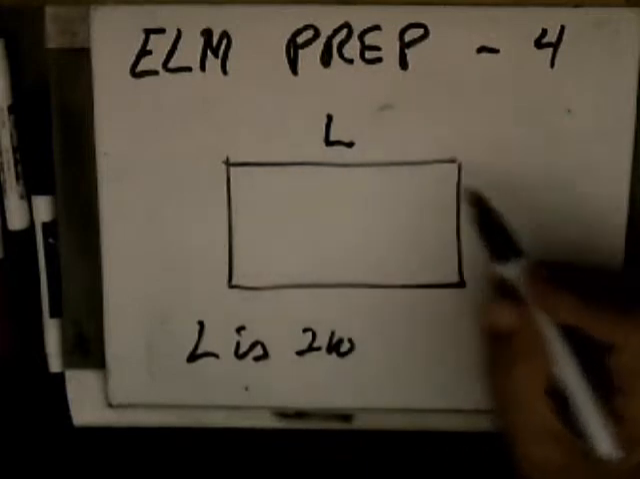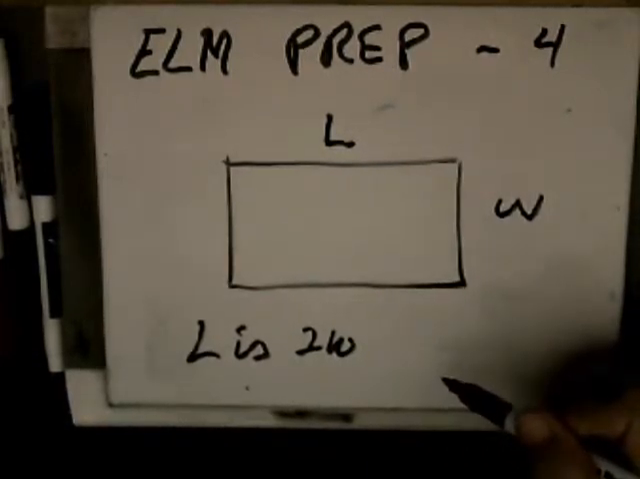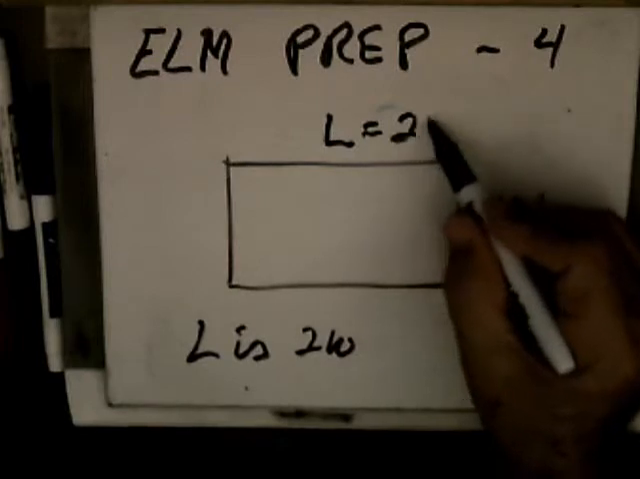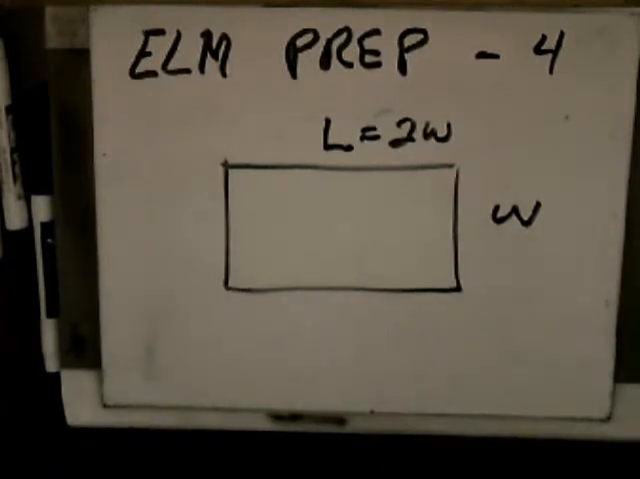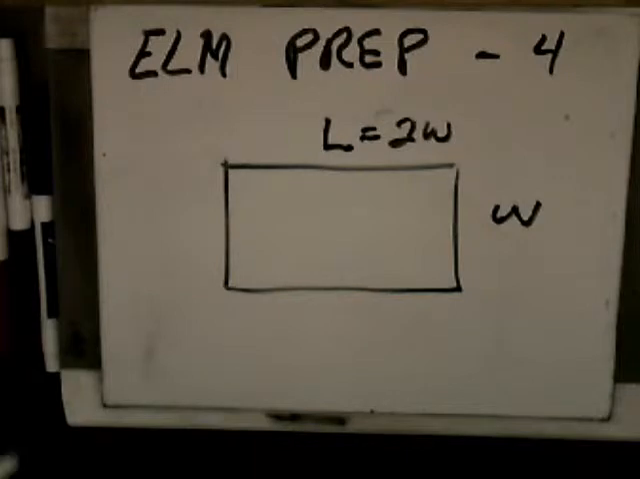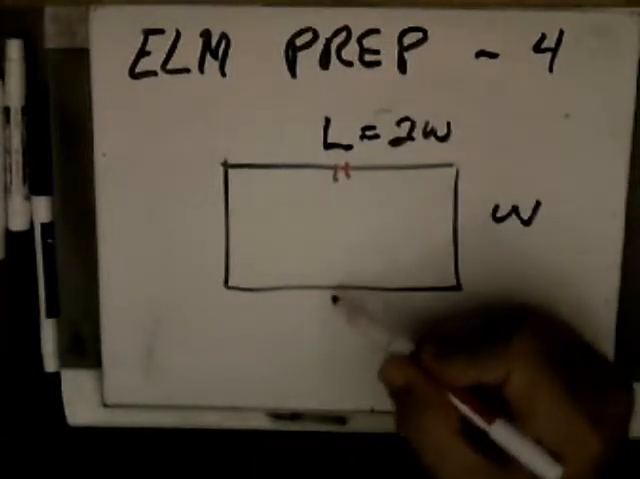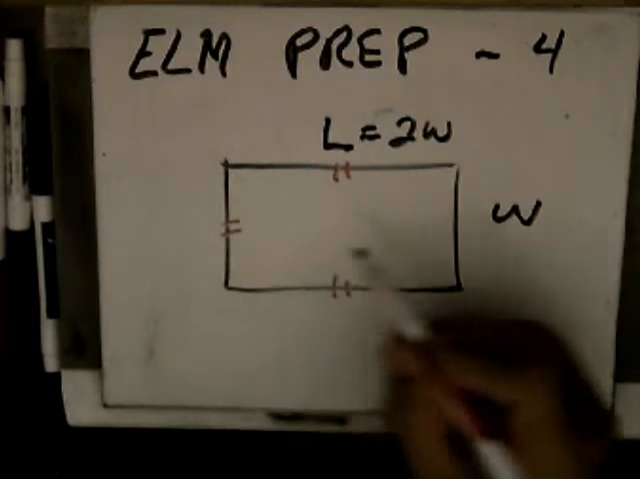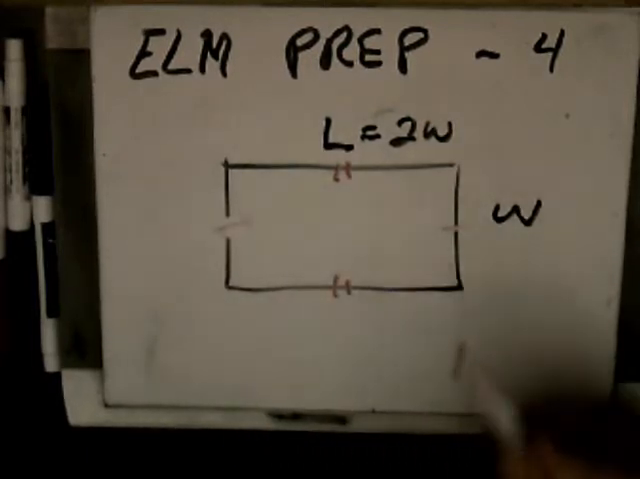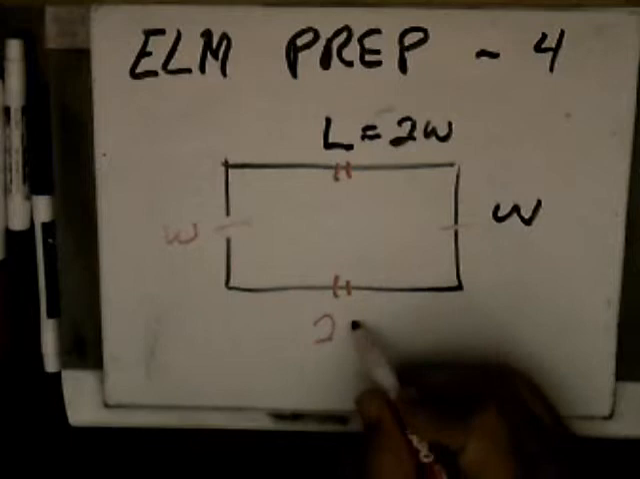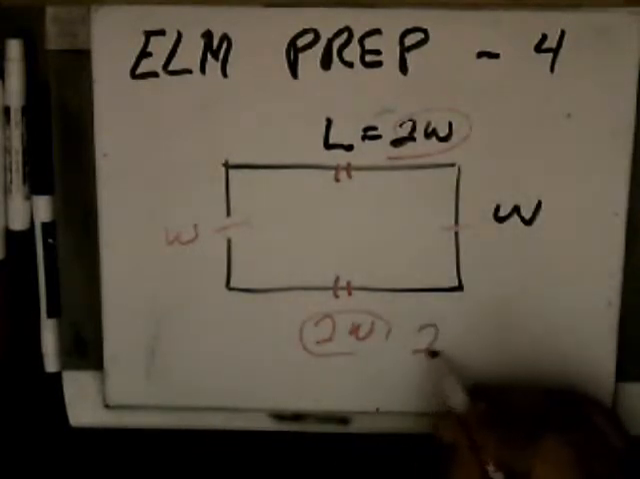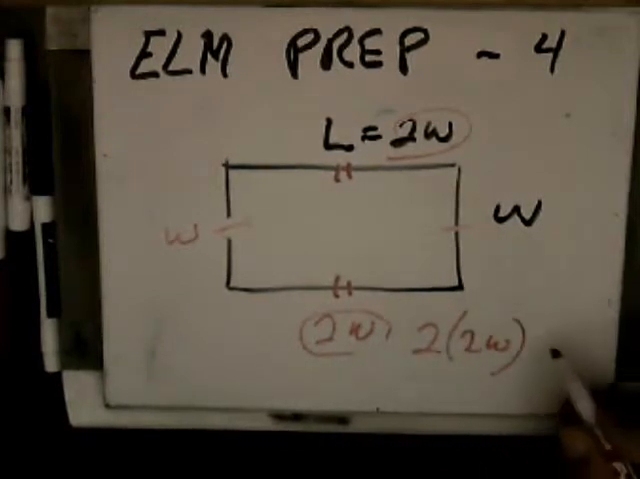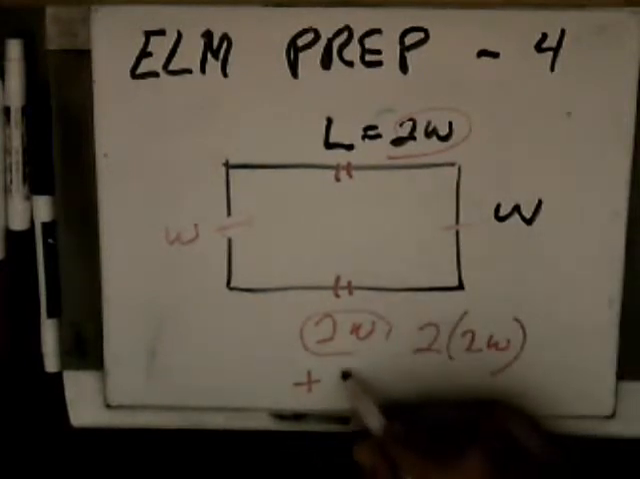Well, I know I have a length, and I know I have a width, and they said the length was equal to twice the width. Okay, well, that seems like a nice thing to know. So if I wanted perimeter, I know that the lengths are equal and the widths are equal. So I have a W here and I have 2W here. So there's 2W and 2W, for 2 times the length plus the width, 2 times 2W plus W.